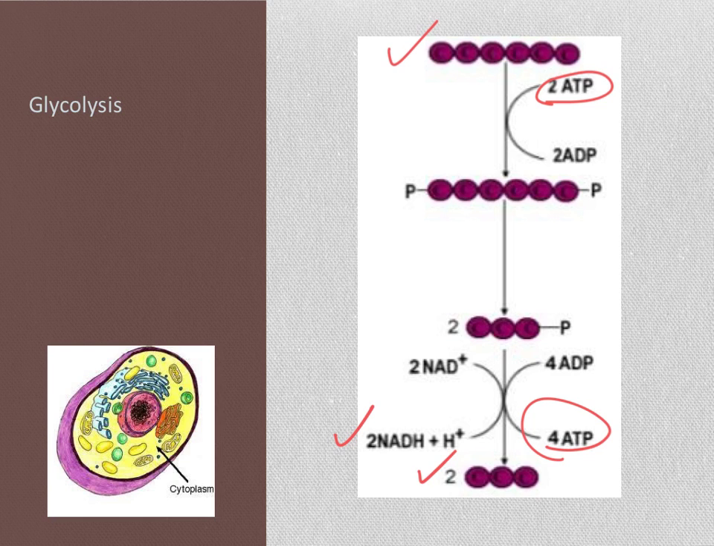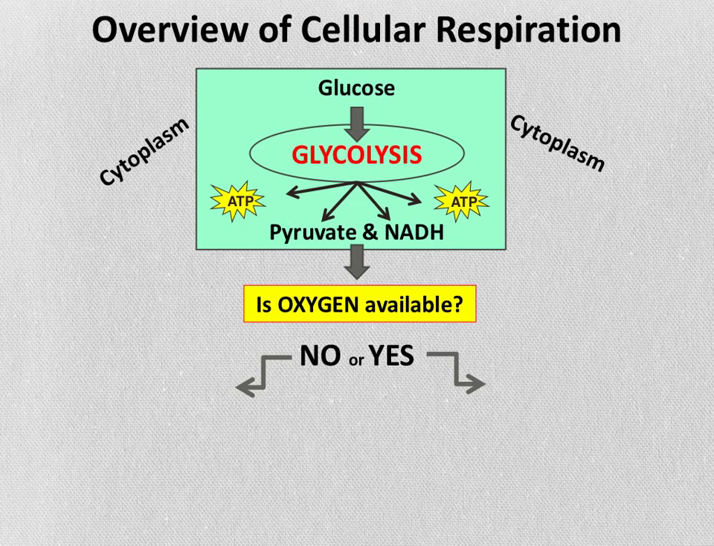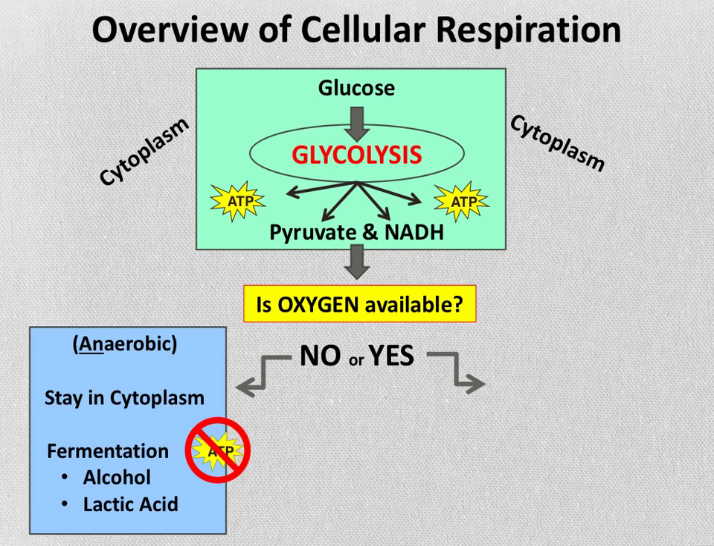Now let's go back to the overview of cellular respiration. So what determines the fate of pyruvate and NADH, where they'll end up in cellular respiration? Will they stay in the cytoplasm and carry out fermentation, or will they enter the mitochondria to do aerobic respiration? Well, that all depends on the availability of oxygen. If oxygen is in short supply, then pyruvate and NADH will stay in the cytoplasm and carry out fermentation, which of course is an anaerobic process.